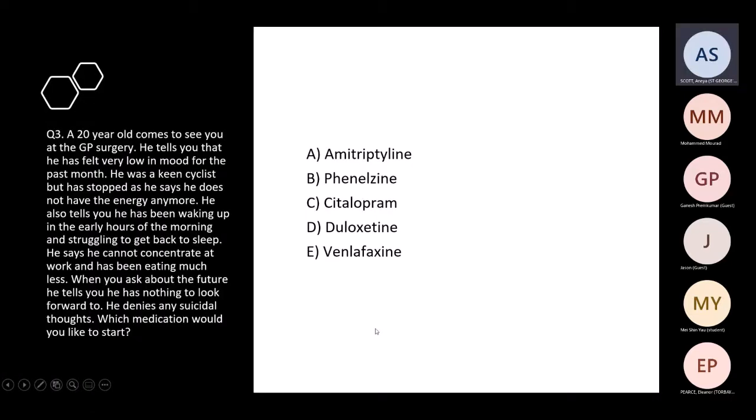So next question. A 20-year-old comes to see you at the GP surgery. He tells you that he's felt very low in mood for the past month. He was a keen cyclist but has stopped, as he says he doesn't have the energy anymore. He also tells you that he's been waking up in the early hours of the morning and struggling to get back to sleep. He says he cannot concentrate at work and has been eating much less. When you ask about the future, he tells you he has nothing to look forward to. He denies any suicidal thoughts. Which medication would you like to start?